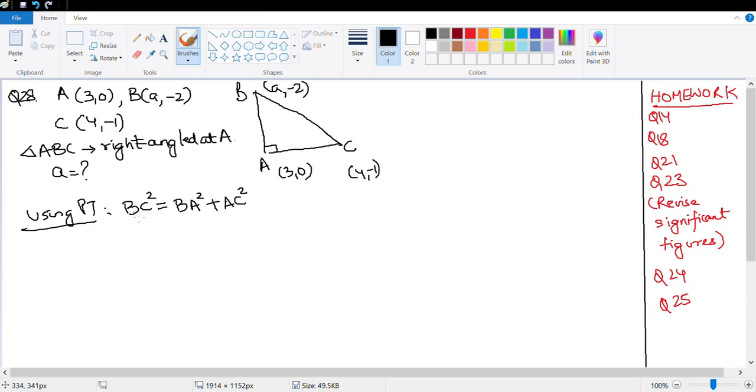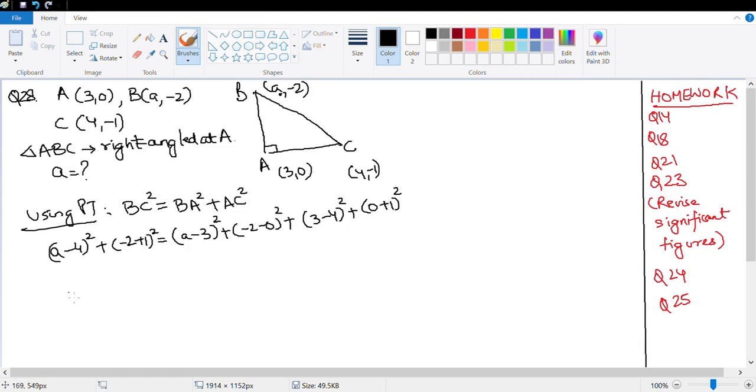Now let's apply the distance formula, and this is already squared, so I do not have to worry about the square root sign. So let's look at BC. BC will be (a minus 4) whole square, like I said, I always prefer to keep my variable as the first term, plus (minus 2 minus 1), that's minus 2 minus of negative 1, that's plus 1, (minus 2 plus 1) whole square. This is equal to BA square, which will be (a minus 3) whole square plus (negative 2 minus 0) whole square, plus AC square, which will be (3 minus 4) whole square plus (0 minus negative 1), that's plus 1, whole square.